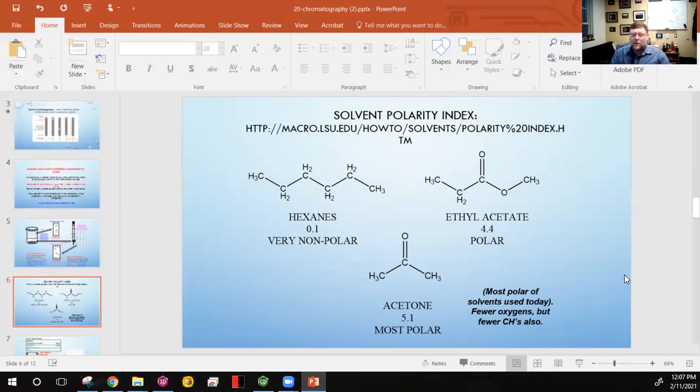The carbonyl is polar, and it's miscible with hexane. Ethyl acetate's not polar like water, but we can't use water, right? Water is going to dissolve silica gel. Silica dissolves in water. Water is not miscible with hexane, so the polar organic solvent is going to have to be something like ethyl acetate or acetone.